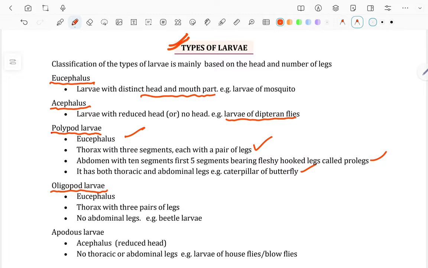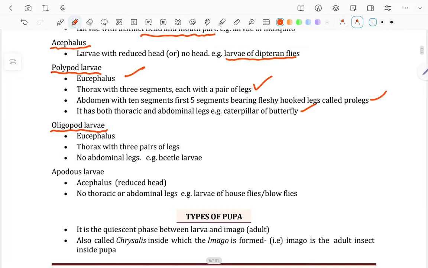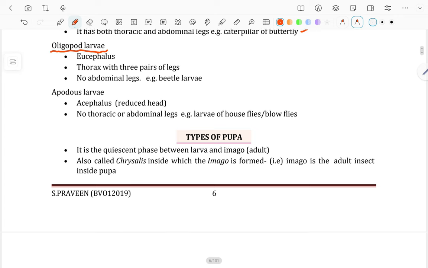Oligopod larva, eucephalous. Thorax with 3 pairs of legs, no abdominal legs. Example, beetle larva. Apodous larva: reduced head, no thoracic or abdominal legs. Example, larva of house fly and blowfly.